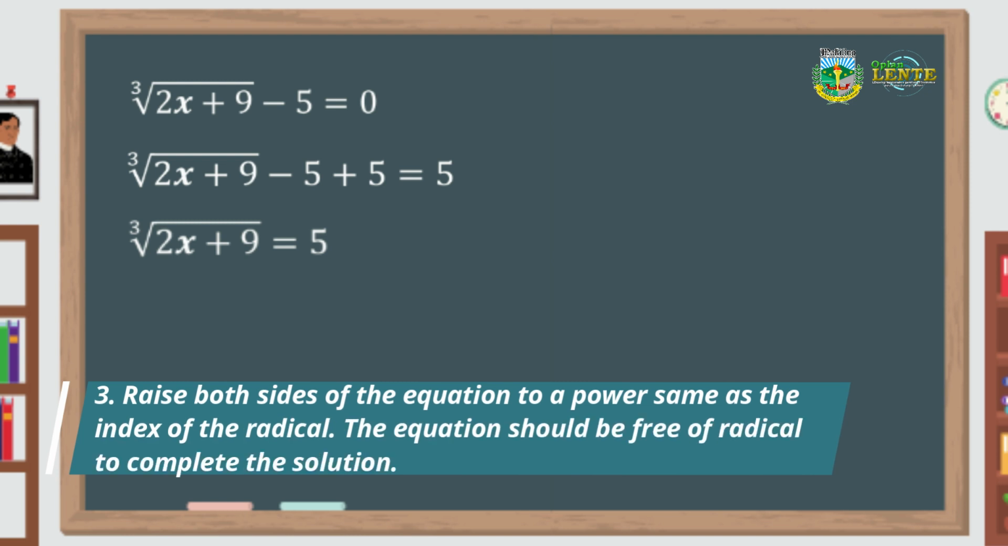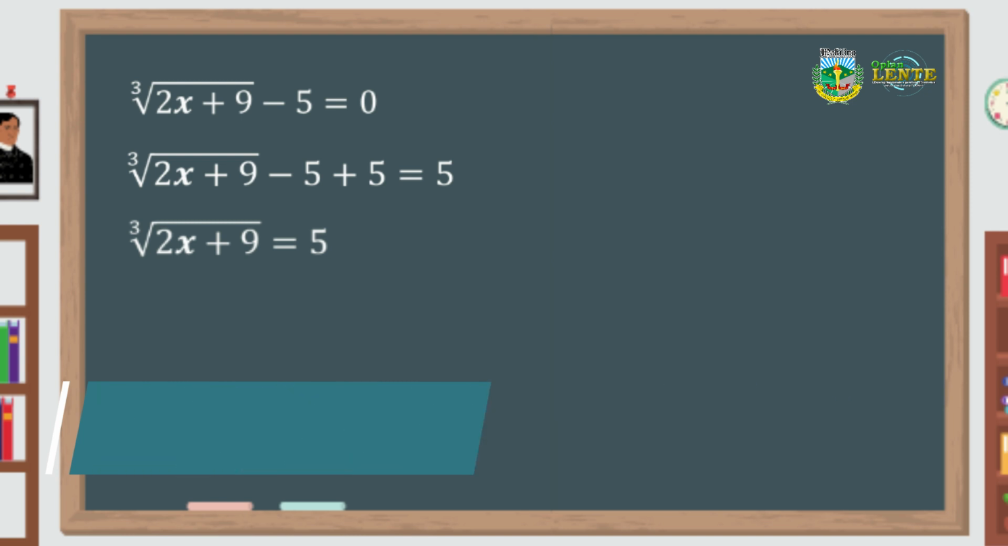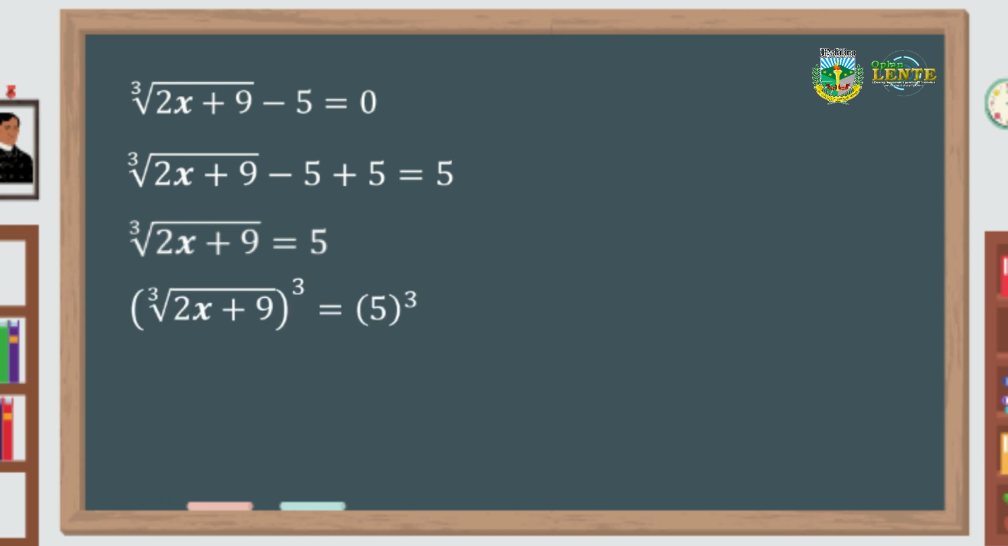The cube root of 2x plus 9 is equal to 5 will be the quantity of the cube root of 2x plus 9, cubed, is equal to 5 cubed. Because our index is 3, we will raise both sides of the equation to 3. The resulting equation will be 2x plus 9 is equal to 125.